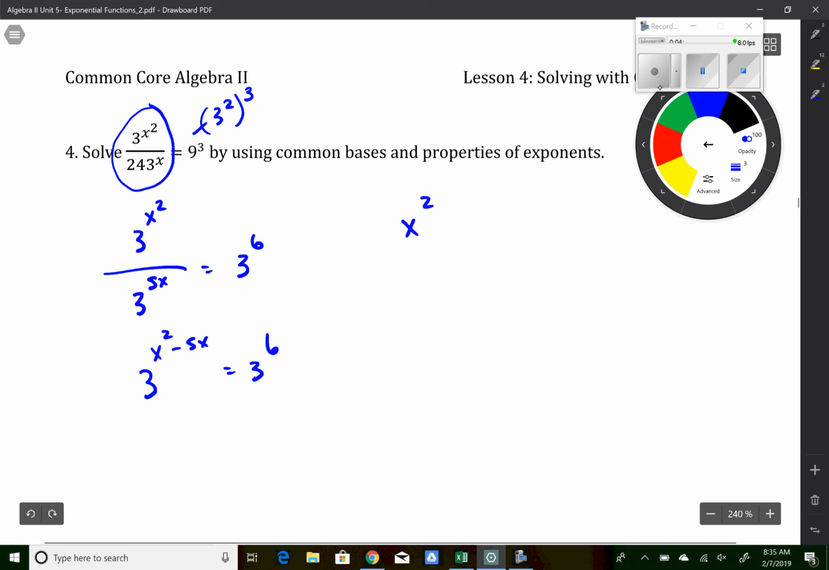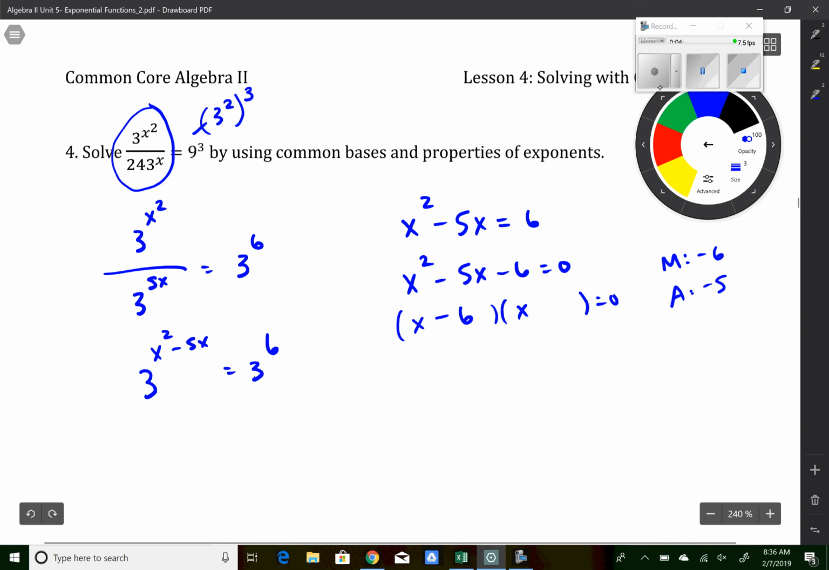Bases are equal, so the two exponents are equal, so I have this equation. Again, I see quadratic, I want to solve, so I'm going to move the 6 to the other side and solve by doing some factoring. What multiplies to make -6, but adds to make -5? So that would be -6 and +1. No need for the whole AC method here because there's no value in front of x squared. It's a 1.